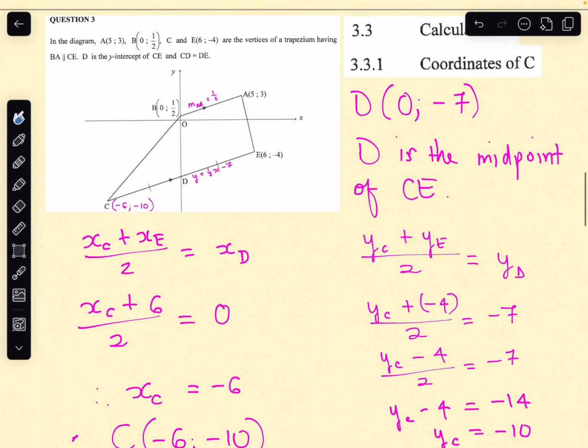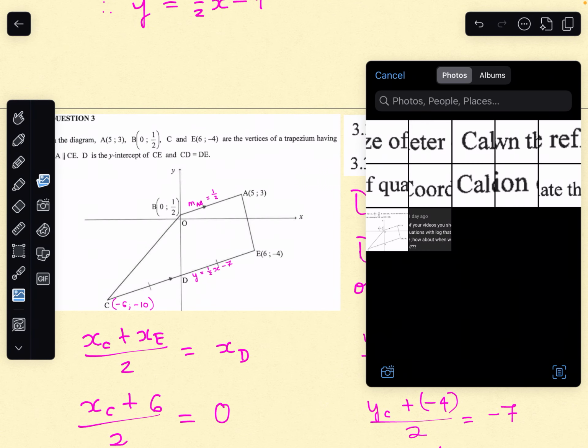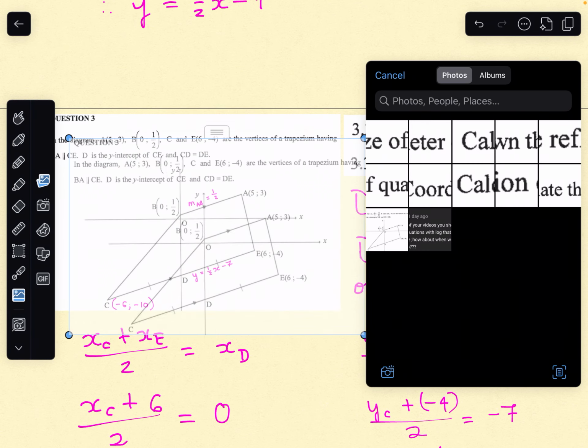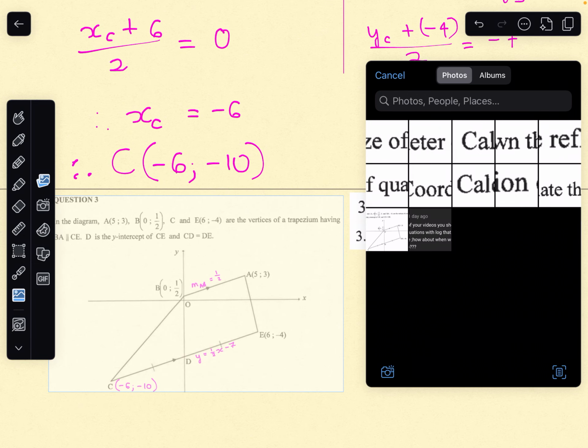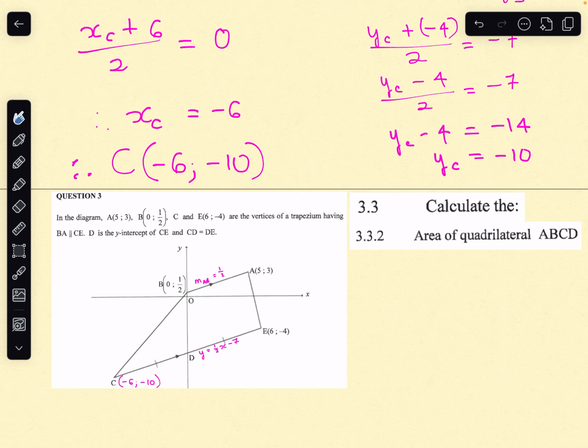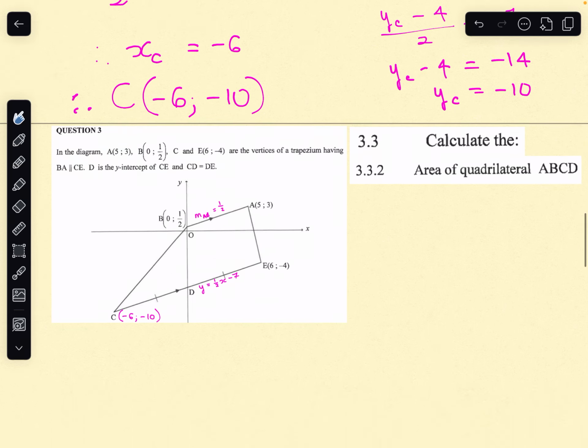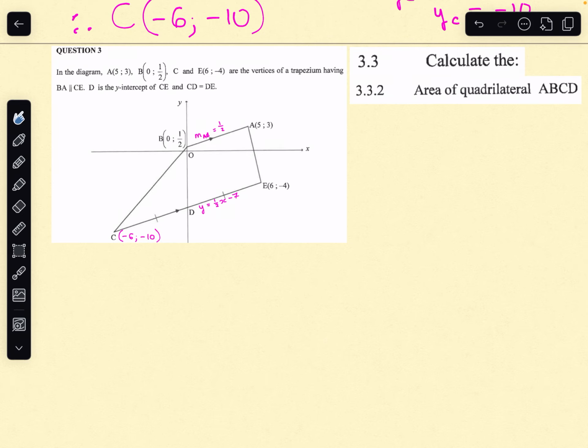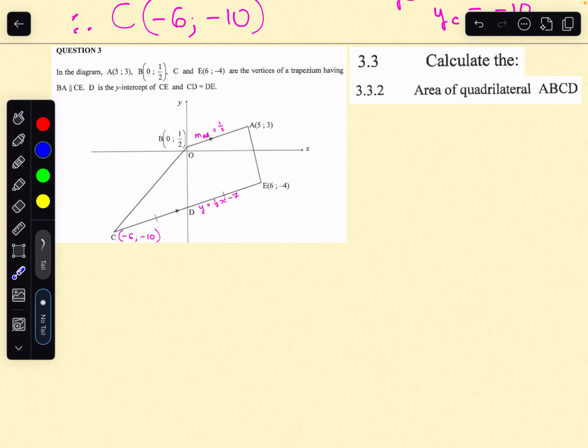Right, on to the next page we go. Okay, the next question says, calculate the area of quadrilateral ABCD. ABCD. Oh, so not the trapezium. Let's just highlight this. A, B, C, D. Okay.